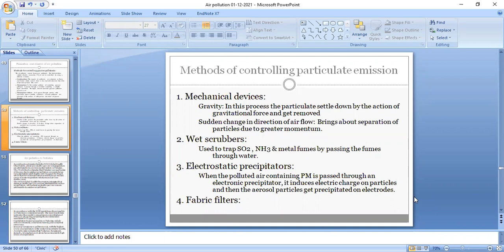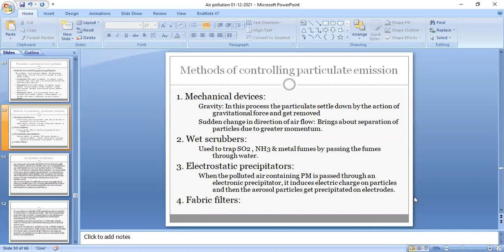They may be wet scrubbers, electrostatic precipitators, and fabric filters. The mechanical devices work either by gravity or by sudden change in the direction of airflow. In the gravity method, the particulate matter settles down by the action of gravitational force and then eventually gets removed. In sudden change in direction of airflow, it brings about separation of particles due to greater momentum.